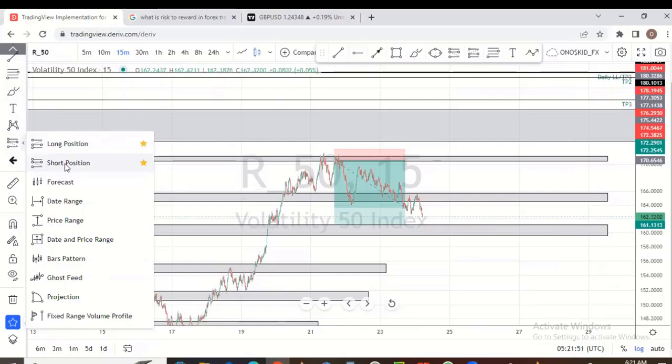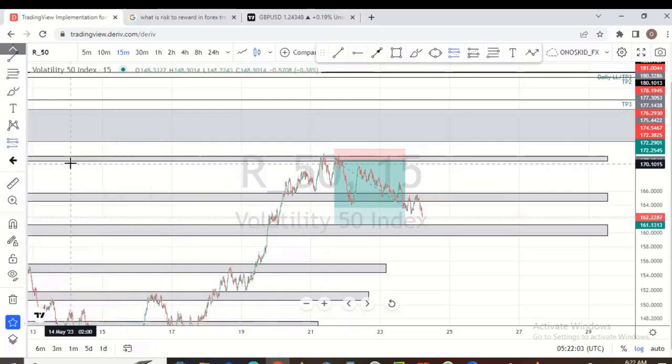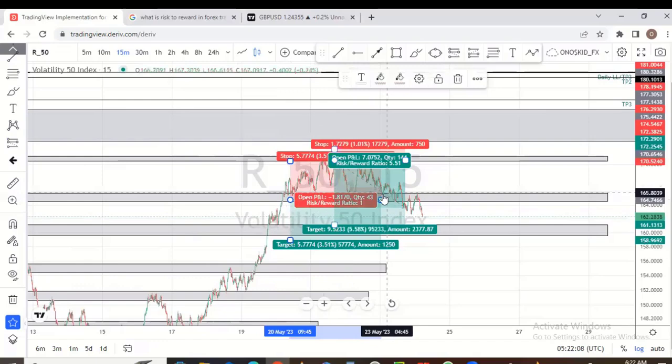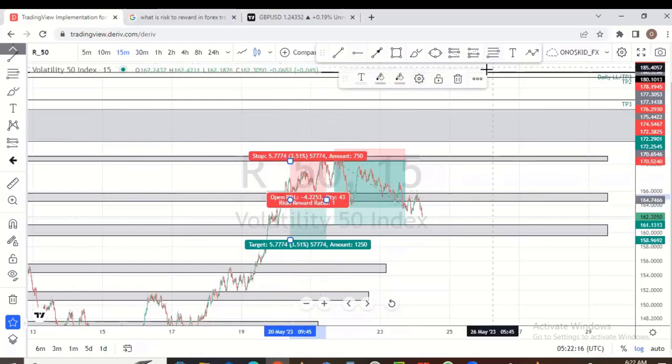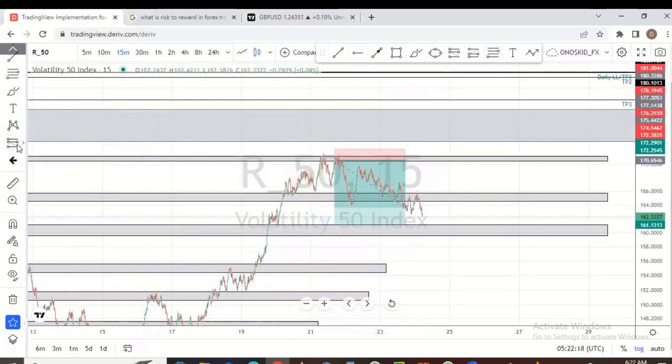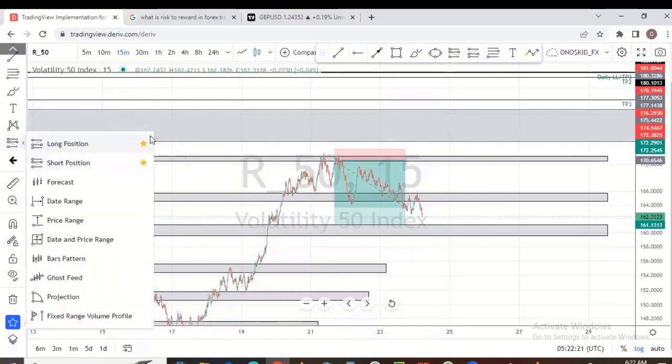Short is for a selling position, because if I want to get this particular one, I have to use short. But if I'm buying, I have to use long. So if I want to get this, I can just click on it and put it on the area I want, and then I readjust it to where I want to make my entry from. Mind you, these stars are showing that I've already added this particular tool to my favorites. That is why I can find them on my screen here.